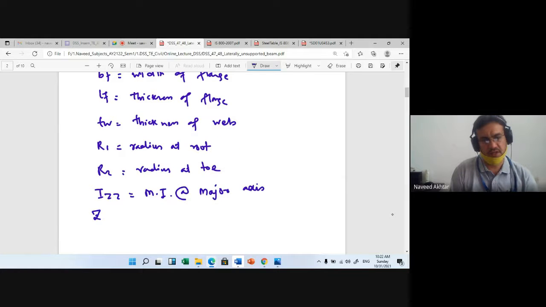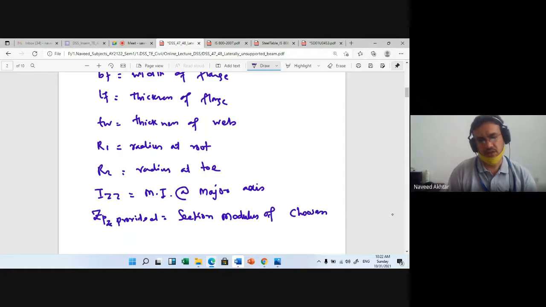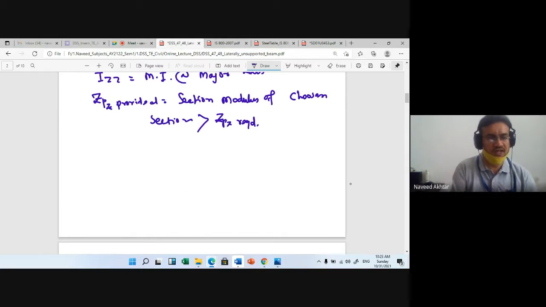ZPZ provided, that is the sectional modulus of the chosen section, and that must be greater than the ZPZ required you calculated. So based on this, it is very important: based on the plastic section modulus, we are going to select the section. All the sectional properties you have to write down.